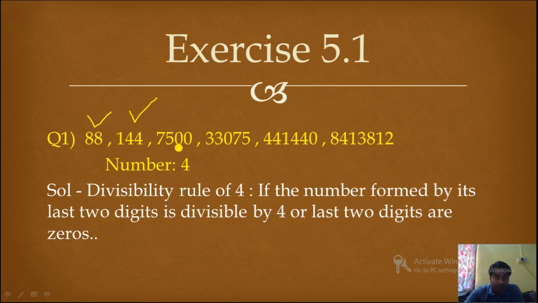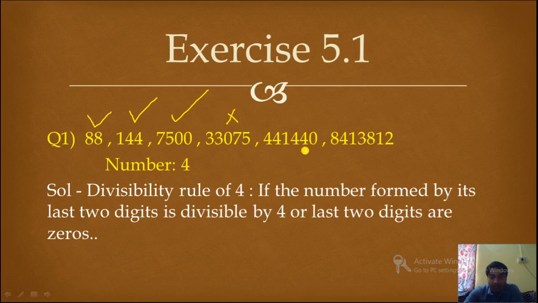Okay, here the last two digits are 0 and that is mentioned in the divisibility rule of 4. If the last two digits are 0, in that case that will be divisible by 4. So 7500 is also divisible by 4. Here you can see the last two digits are 7 and 5, which is not divisible by 4. We cannot divide.